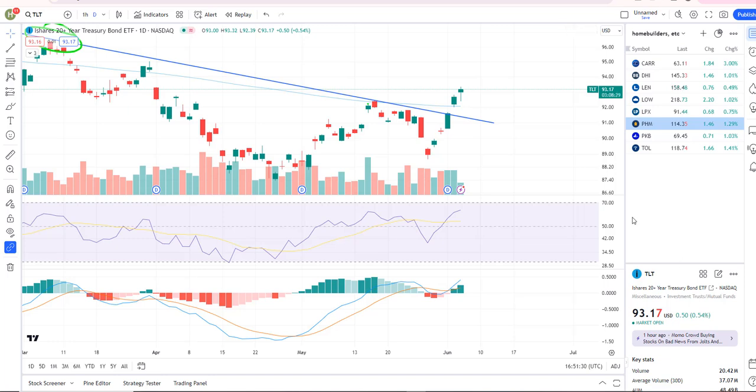But the interesting thing is, just as we've seen the bonds rallying and interest rates falling, we've also seen gold falling as well. So kind of mixed signals on that one.